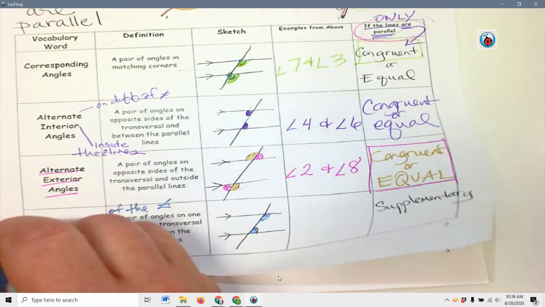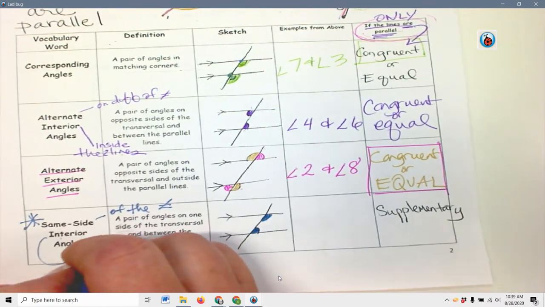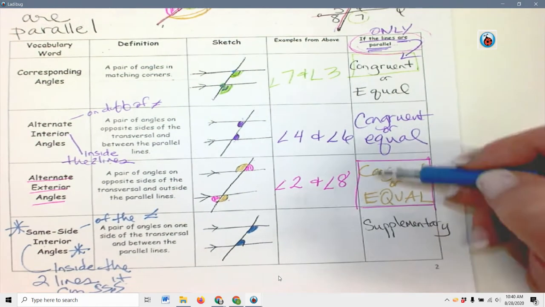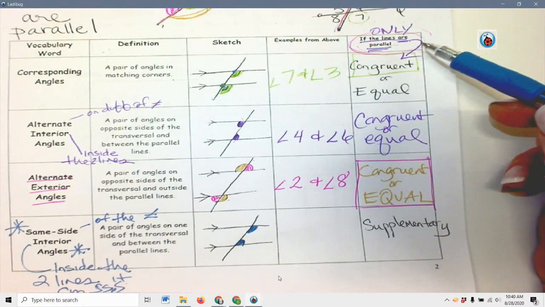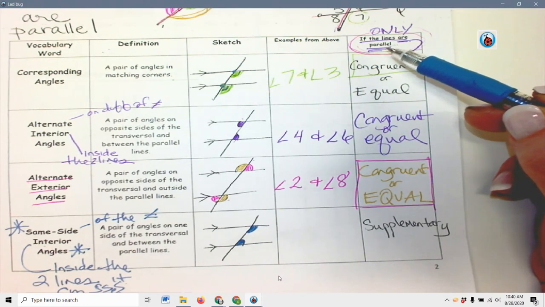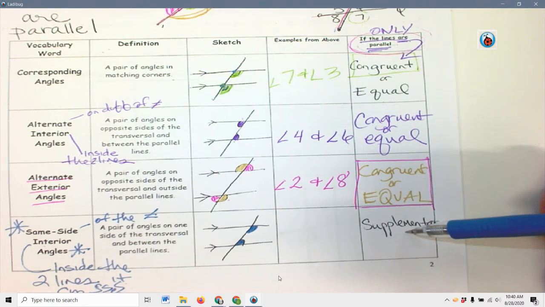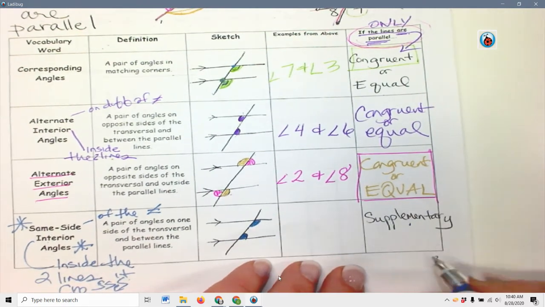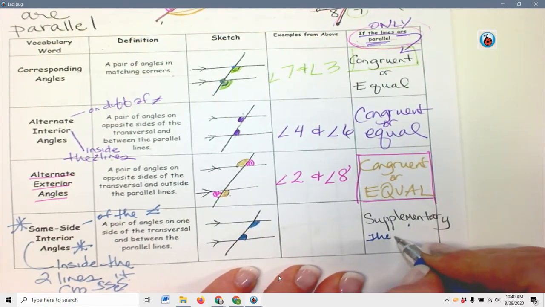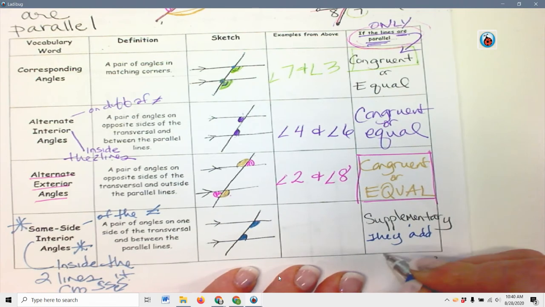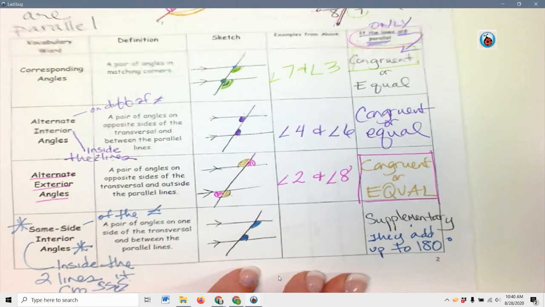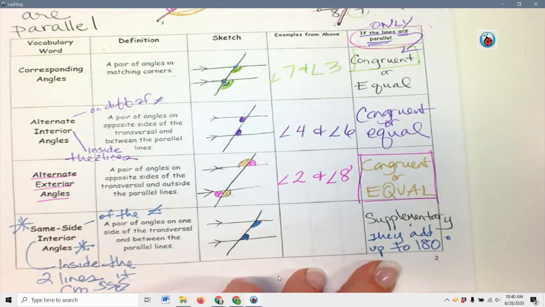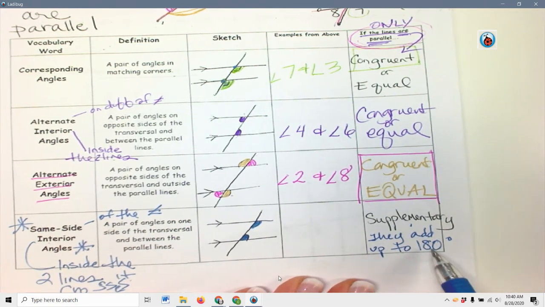Here's something important about same side interior angles. Unlike the other angles we're talking about, if the lines are parallel, those two angles are supplementary, meaning they add up to 180 degrees. They're not equal or congruent, but they do add up to 180 degrees.